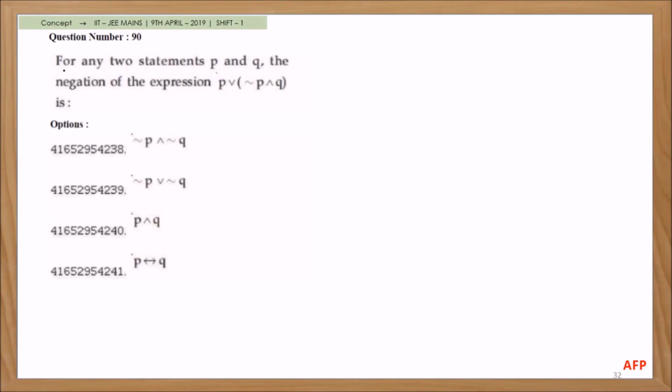Next problem. For any two statements P and Q, we are supposed to find the negation of this expression: negation of P or negation of P and Q. If you take the negation inside, or becomes and, and negation of negation P and Q. If you take this negation inside, and becomes or there, so P or negation Q. Now we will apply the distributive property.